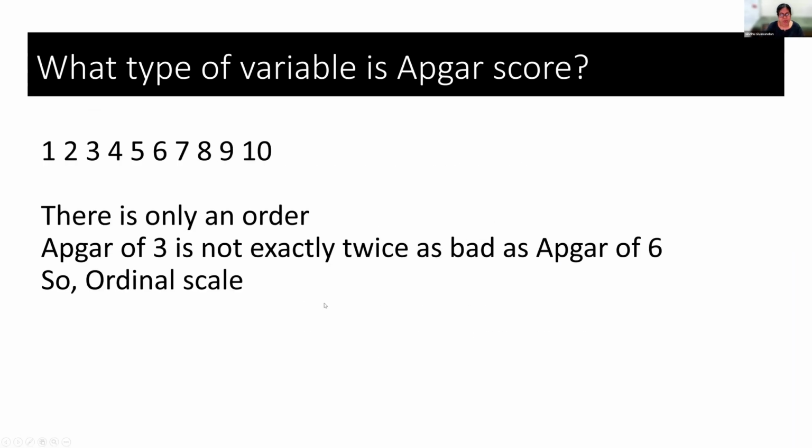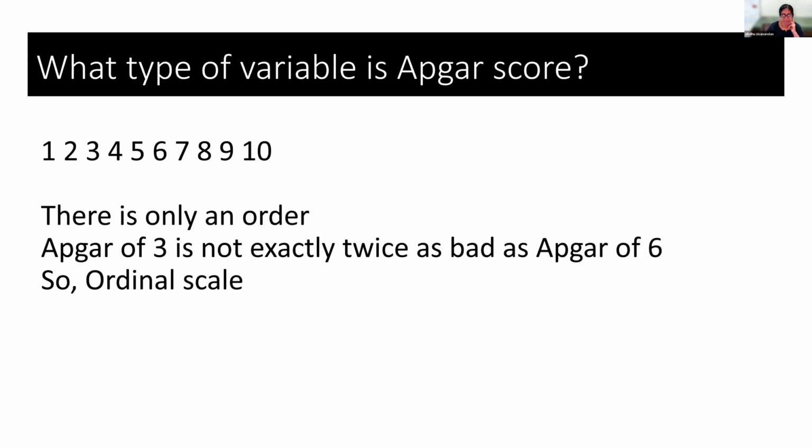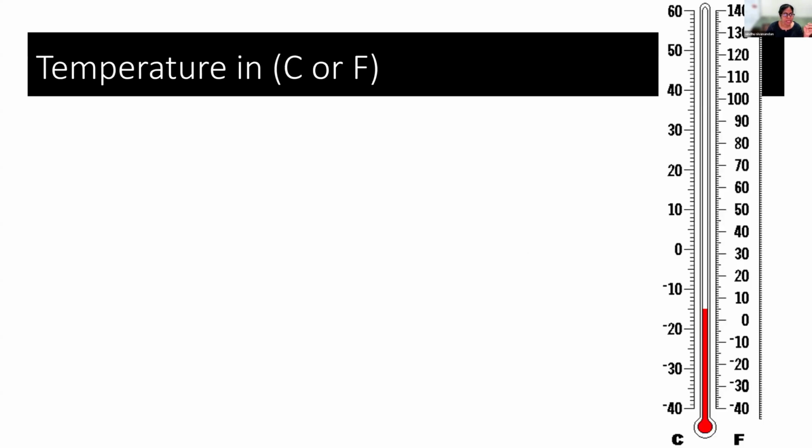So why is Apgar not a continuous or numerical variable? Because an Apgar of 3 is not exactly twice as bad as an Apgar of 6. You can replace these numbers with anything, but still it will retain a value. So Apgar score is an ordinal variable because there is an order to it. Because it is a number, people generally represent it as a median and interquartile range.